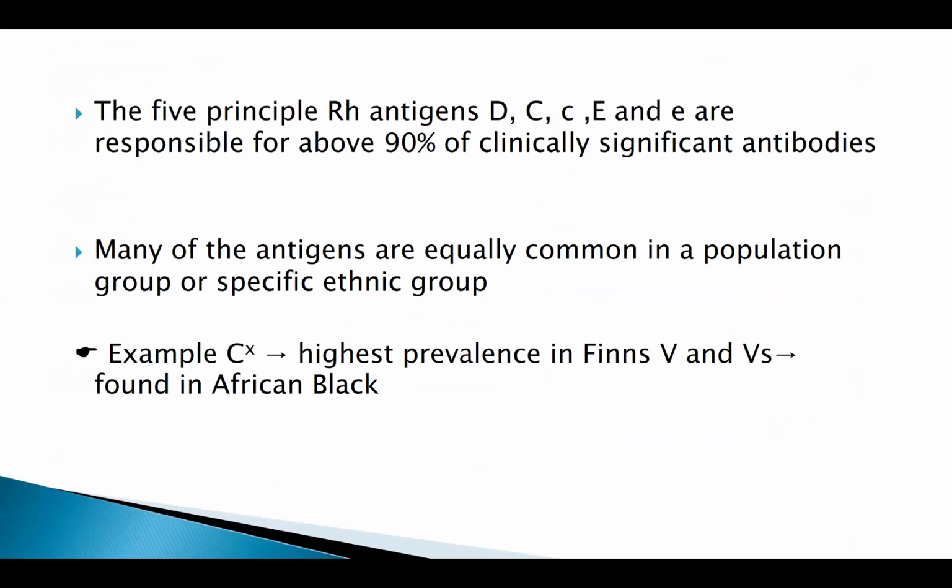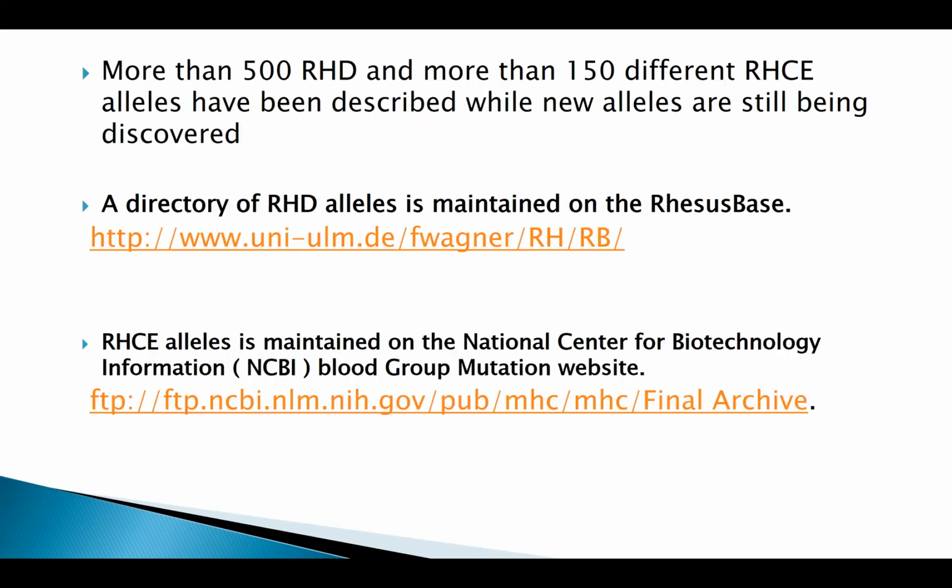Five principal Rh antigens are D, big C, little c, big E, little e. And as Dr. Poonam just mentioned, they are responsible for about 90% of clinically significant antigens. Many of the antigens are common in certain specific ethnic groups. Examples would be Rh-star, with the highest prevalence in Finns, and Bs in African Blacks. Of course, in Asian countries, work and study need to be done to see what the common variants and antigens are. A directory of Rh alleles is kept on a website, whose addresses are given, for RHD alleles and RHCE alleles.